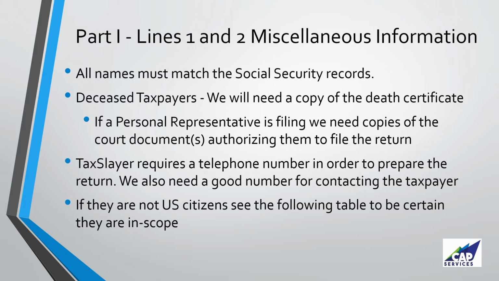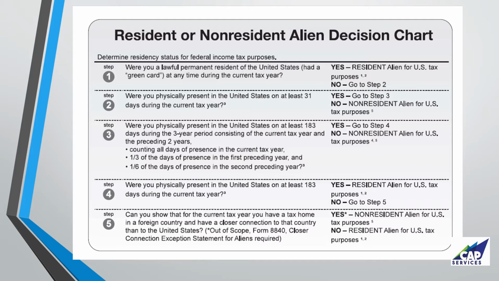TaxSlayer requires a telephone number in order to prepare a return. It is also needed for calling regarding rejects or if we need additional information. The IRS will never call the taxpayer. If they are not a United States citizen, the taxpayer needs a green card or must have a substantial presence. Check the following table to be certain they are in scope. This is a copy of the decision chart, and it is also in your packet. You could go right down the steps to find out if the person will qualify for our services or not.